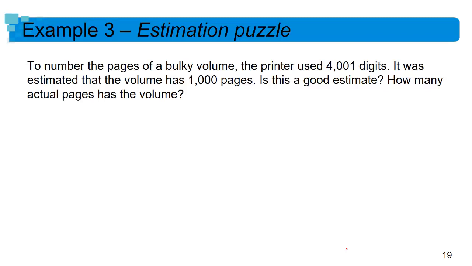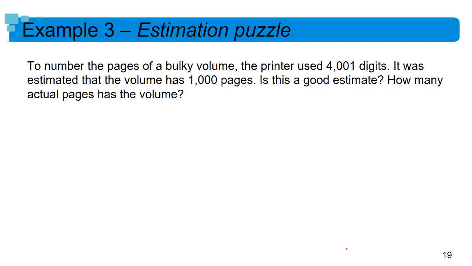All right, here's our last example, and this one's really weird, but it's a good thought process. You know, there's not a lot of math in this thing, but it's a lot of thinking, which is a good skill to have. The number of pages of a bulky volume, i.e. a book with a lot of pages, right? To number all of those pages, the printer used 4,001 digits.